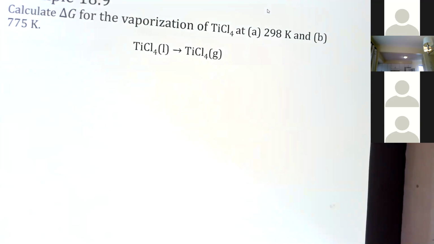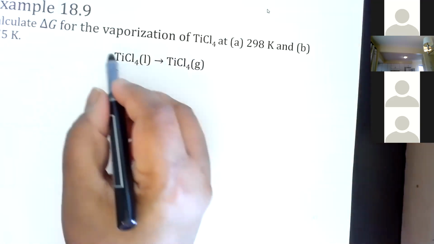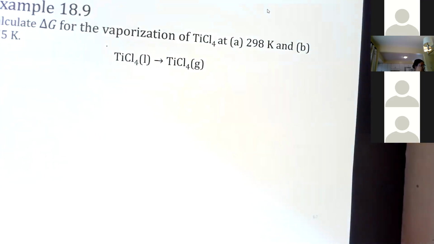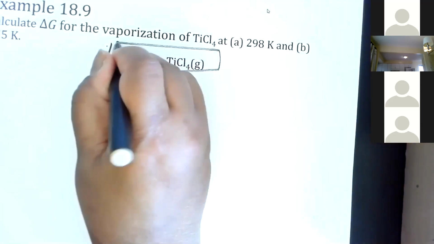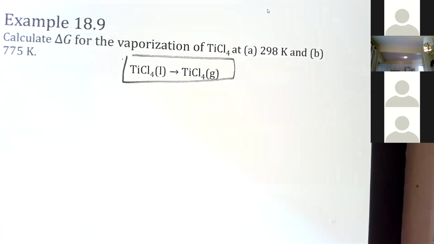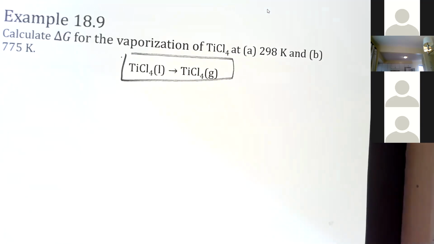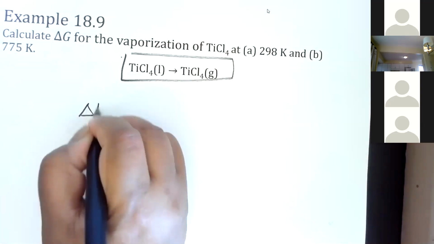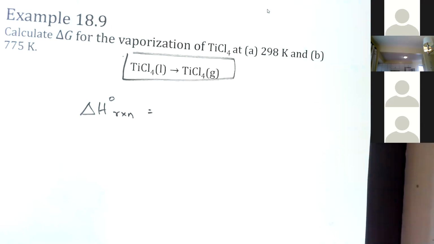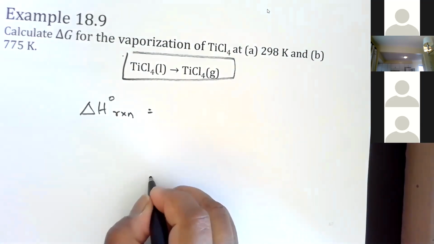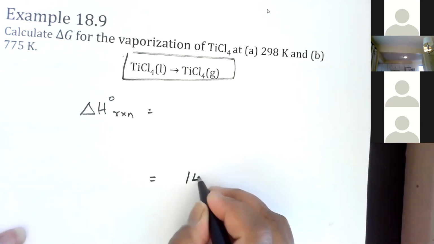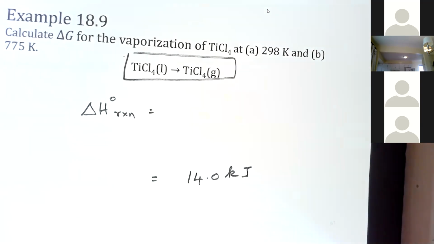That'll be our last slide for the day. Now they want you to calculate delta G for this reaction. I wouldn't say a reaction, it's a phase change. TiCl4, liquid becomes gas. Find delta H, zero reaction. Okay. Now I'm going to ask you to find your appendix. Can you find your appendix and give me values?